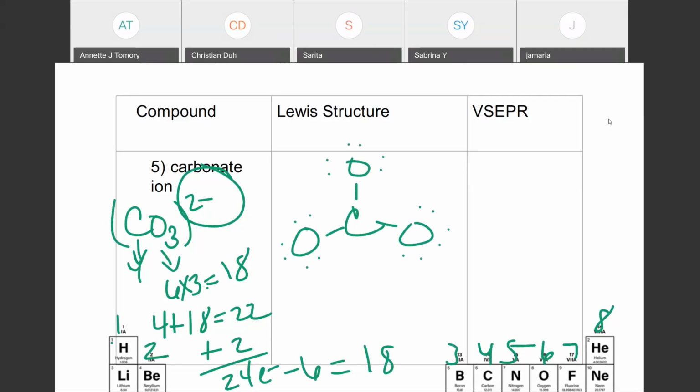Next thing I want to do is double check my octet. Are the oxygens an octet? Yeah. Is carbon an octet? No. So that means I can take some of these electrons here and I can make a coordinate covalent bond. Wait, how do you know if it's an octet or not? If it has 8 electrons around it. So right now, carbon has 4, 6. It doesn't have 8 yet. Okay, thank you.